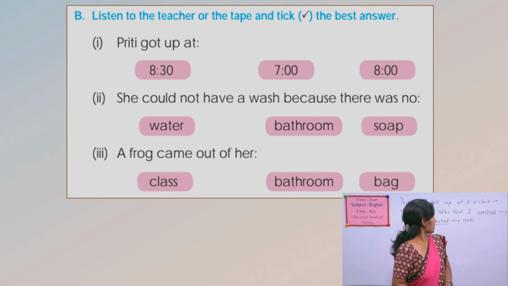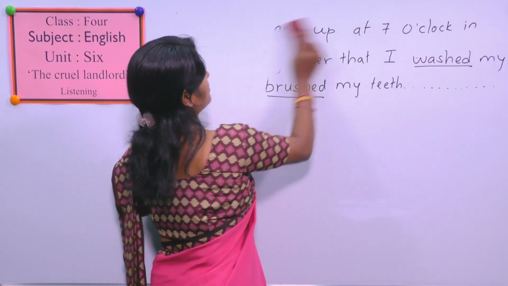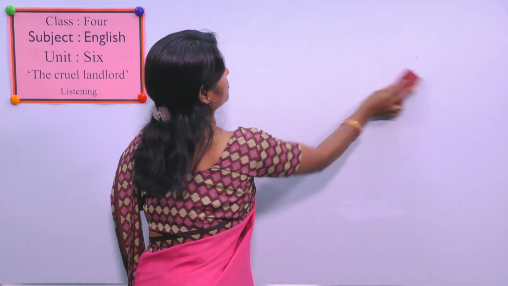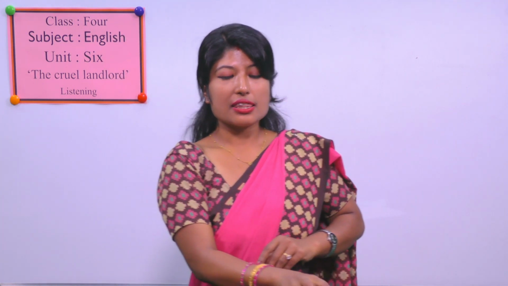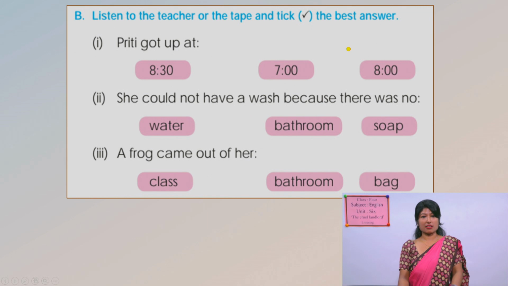Let me rub this. Clean it. You don't need to focus on this one. Now look at this activity. Listen to the teacher or the tape. Take the best answer. Here I'm going to read the text. So listen to me and take the best answer.